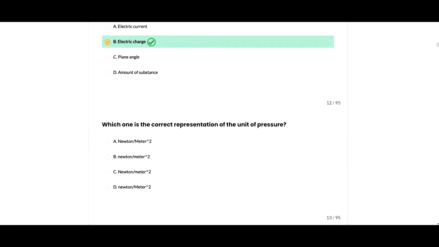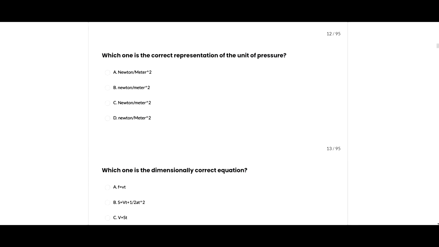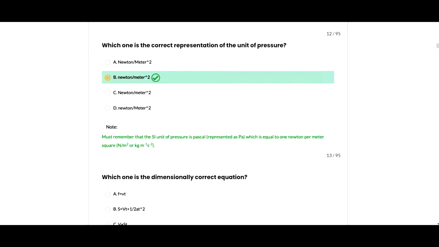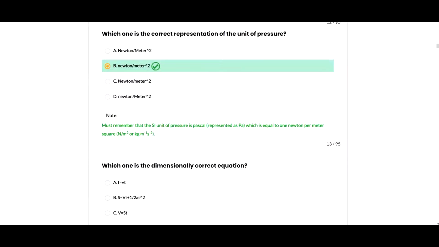The next MCQ. Which one is the correct representation of the unit of pressure? So here the correct option is given here. B option is correct. Must remember the SI unit of pressure is Pascal, represented as Pa, which is equal to 1 Newton per meter square. So here the correct option is given here. B option is correct.